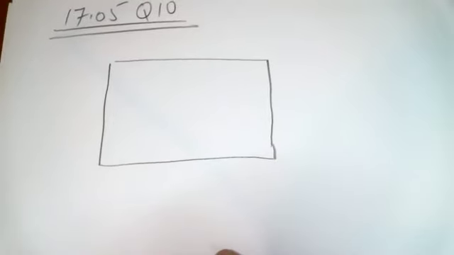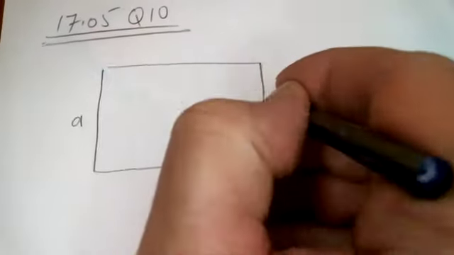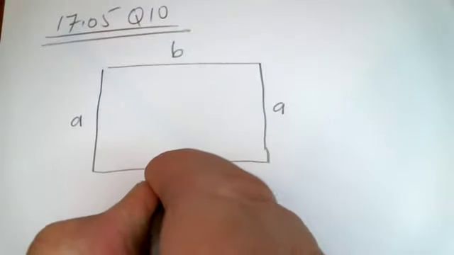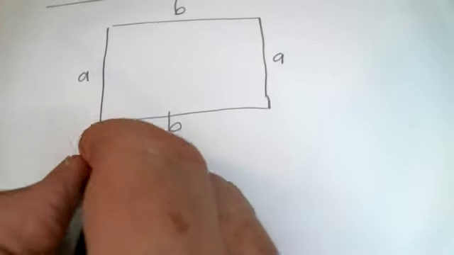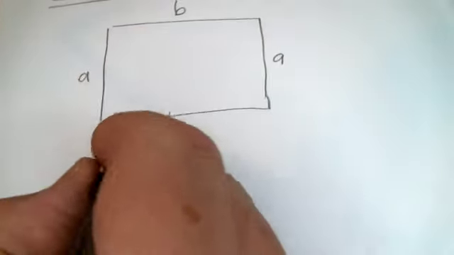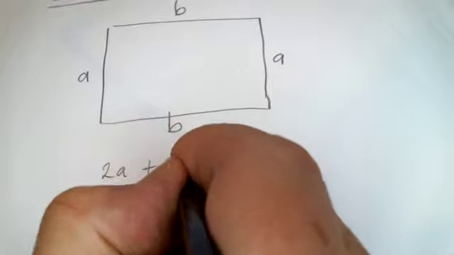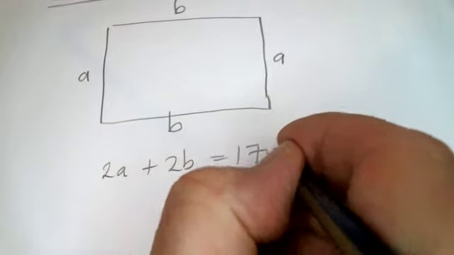And let's call this side A and this side A, because they must be the same side. This is going to be B and this is going to be B. And by doing that, we know that 2A plus 2B is going to be equal to 170.